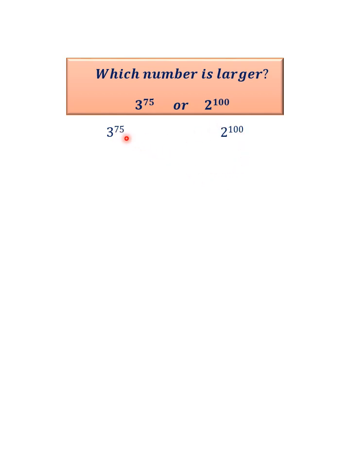25 divides 75 to give you 3. That means the product of 3 and 25 will give you 75. So we can write this as 3 to the power of 3 times 25. 3 times 25 gives you 75. If 25 divides 100, you are going to have 4. It means we can write this as 2 to the power of 4 times 25. The product of 4 and 25 gives 100.